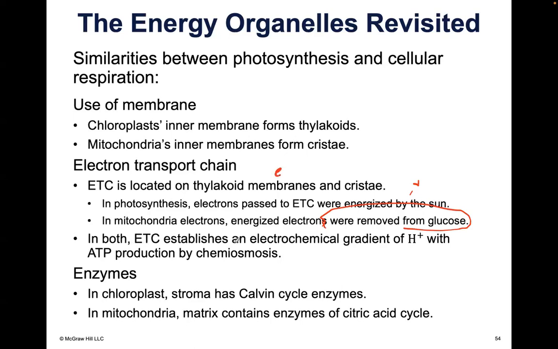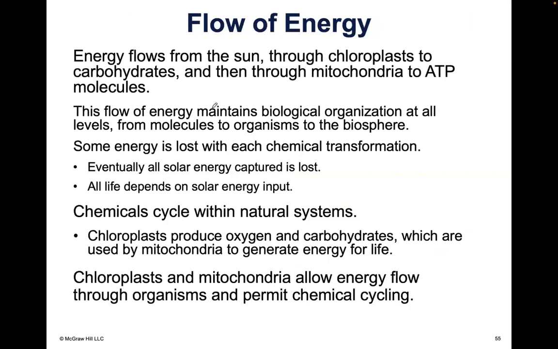In both ETCs, they establish an electrochemical gradient of hydrogen ions, with ATP production by chemiosmosis. They have a gradient of hydrogen ions, with a lot of hydrogen ions being produced in both processes, which leads to the production of ATP in a process called chemiosmosis. The chloroplast stroma has Calvin cycle enzymes, but the mitochondria's matrix contains enzymes of the citric acid cycle.